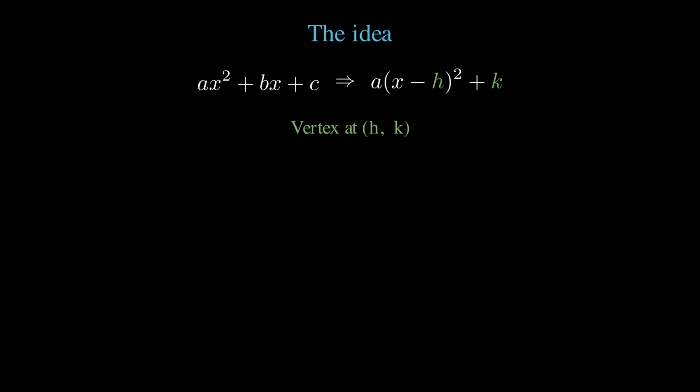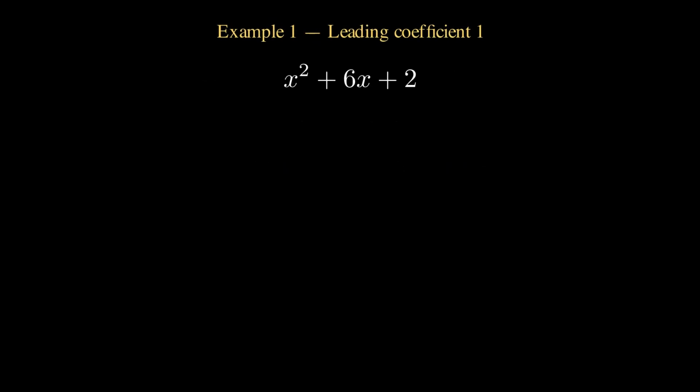When a is positive, the parabola opens upward and k is the minimum value. When a is negative, k is the maximum. Warm up: x squared plus 6x plus 2. Start with x squared plus 6x plus 2.